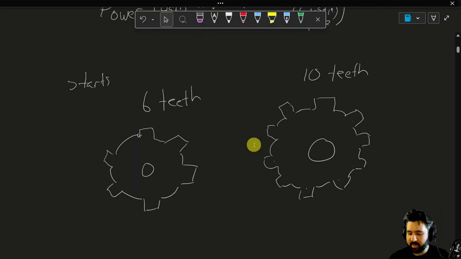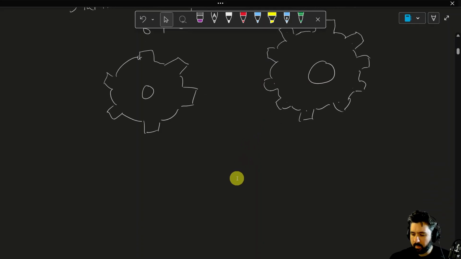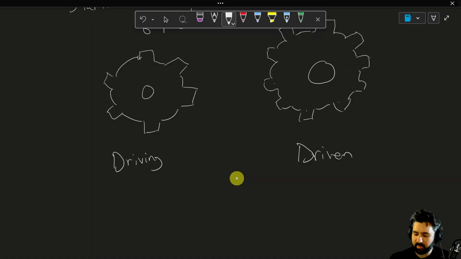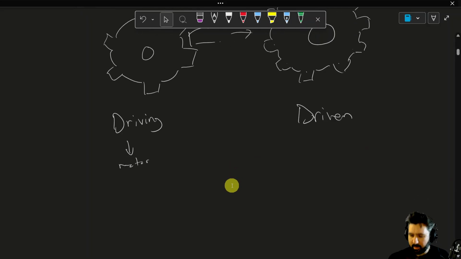If I were to fit these together, if this is my driving gear and this is my driven gear, meaning that this is connected to the motor, so it's spinning by itself, and it interconnects with this other one to spin it. That's what driven means. What's going to happen is that whichever one has more teeth has higher torque and lower speed.